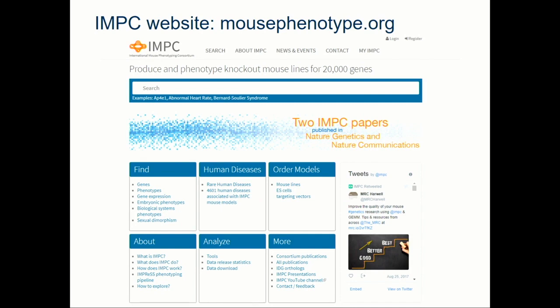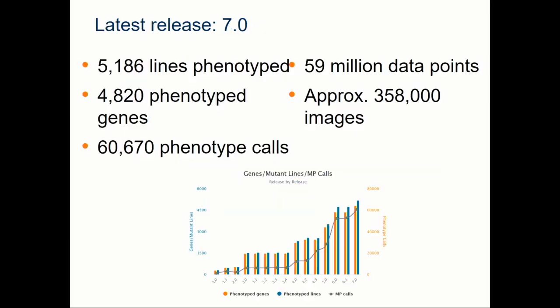This is just to say where the portal is. It's at mousephenotype.org. Here we collect together all the raw data, the statistical analysis and the data integration, as well as information about the project. At the bottom here, in orange and blue, are the number of phenotyped genes and lines. You can see over the last few years, the number of genes and lines has increased markedly. In the latest release, we're around 5,000 phenotyped genes. This represents 59 million different raw data points, and there are approximately 358,000 different images available.